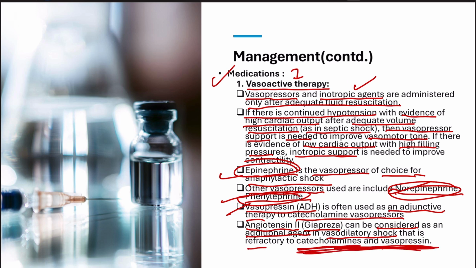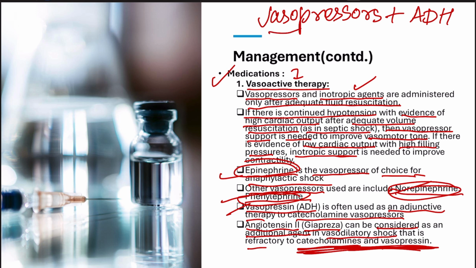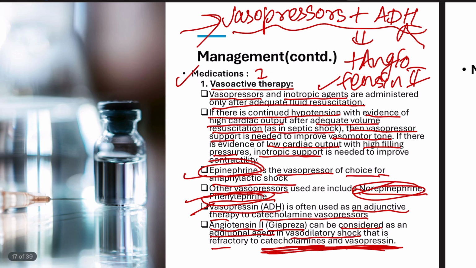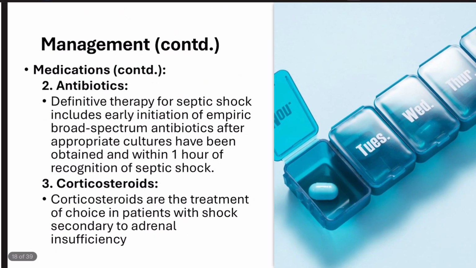So suppose we are getting this vasodilatory shock. In that case, first we will give the fluid resuscitation. After that we are going to give the vasopressors. If there is no response to vasopressors, then to the vasopressors we are going to add ADH, that is vasopressin. And suppose there is no response to this combination also, then we are going to add angiotensin 2. So angiotensin 2 is used in case of refractory shock, that is refractory to both vasopressors and vasopressin, that is antidiuretic hormone.